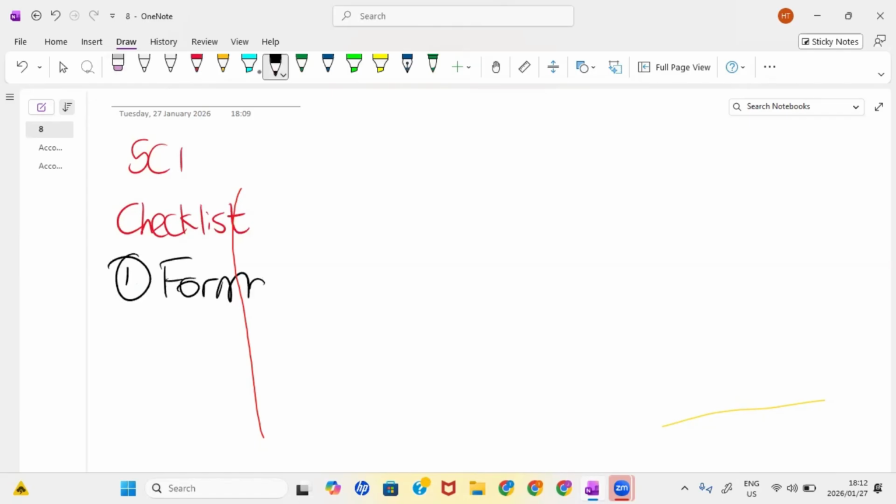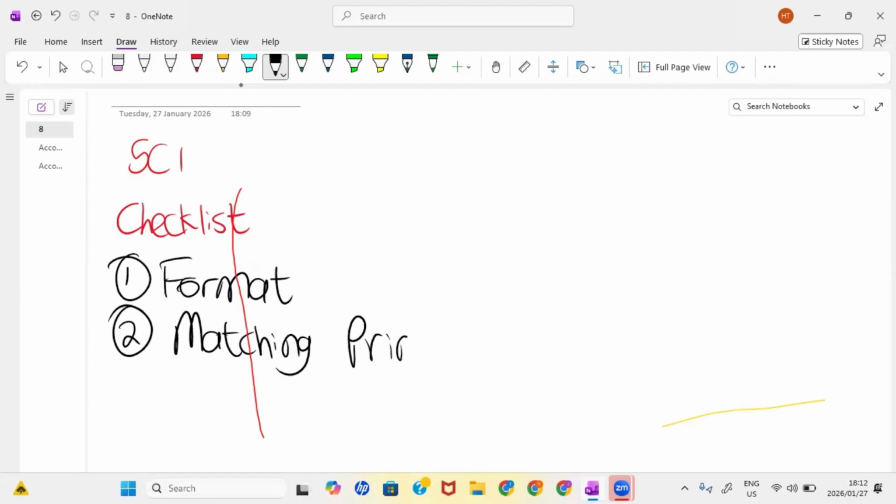We were actually having an exercise yesterday, and most of you know some items within your format, and some of you still need some more practice, right? So just make sure you know your format 100%. And then secondly is the matching principle. You need to be able to apply it and actually identify it when reading. We will do that.